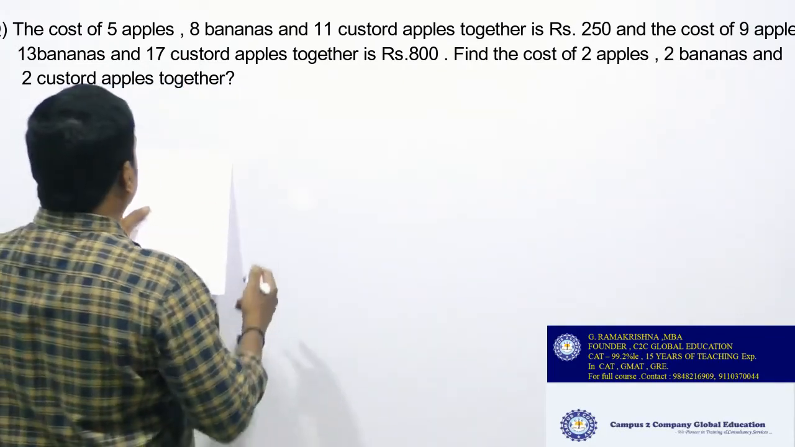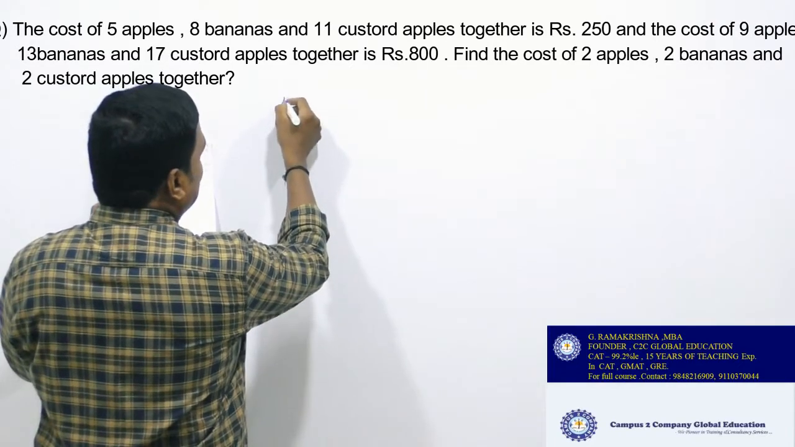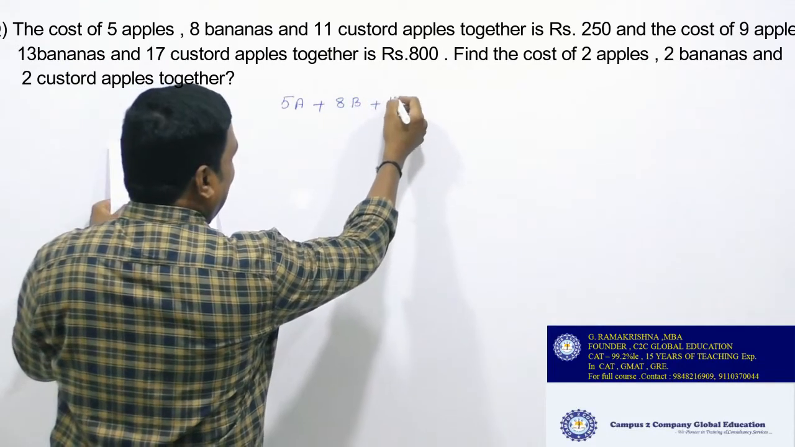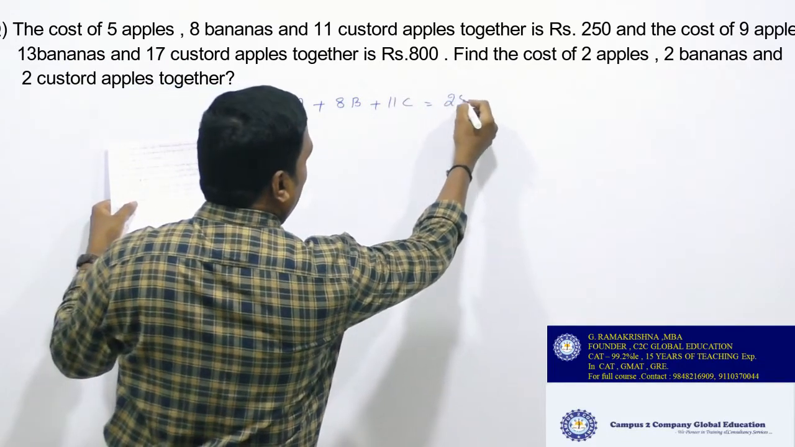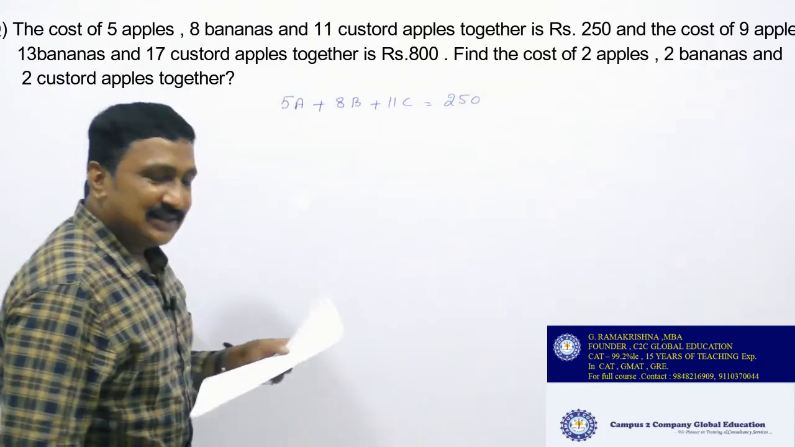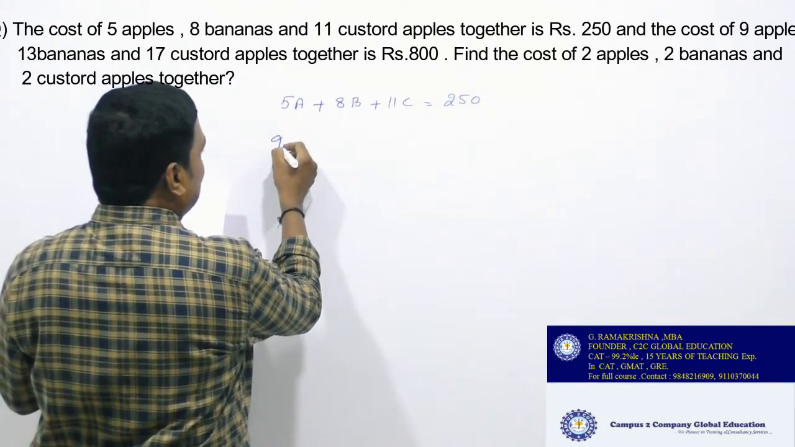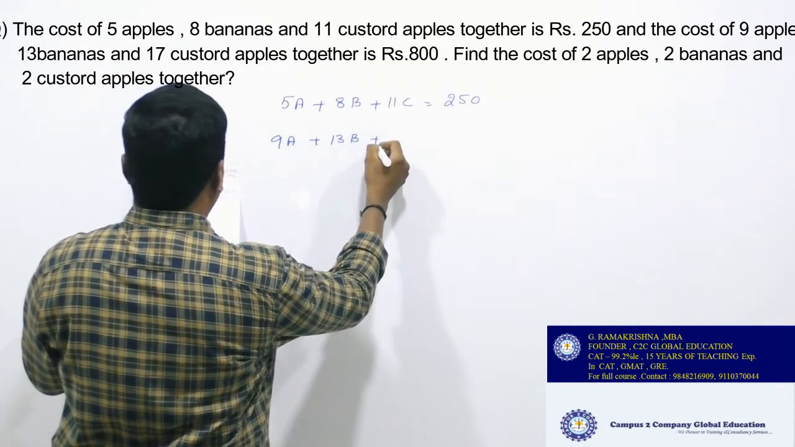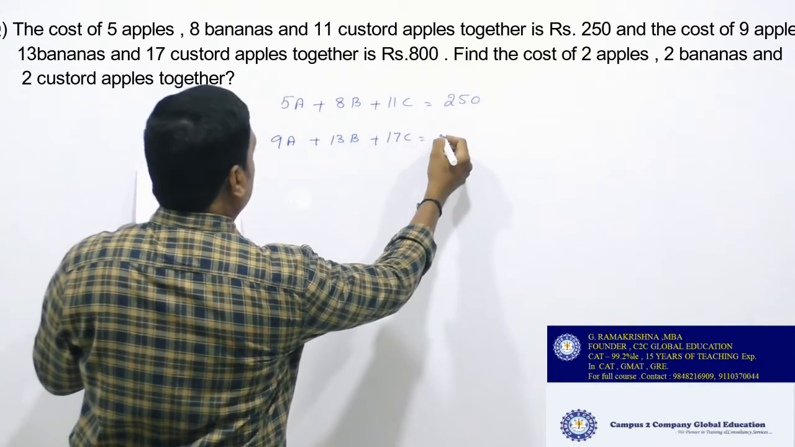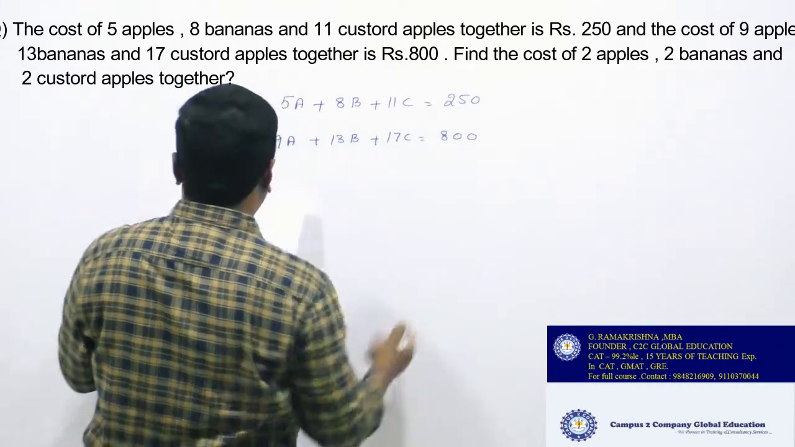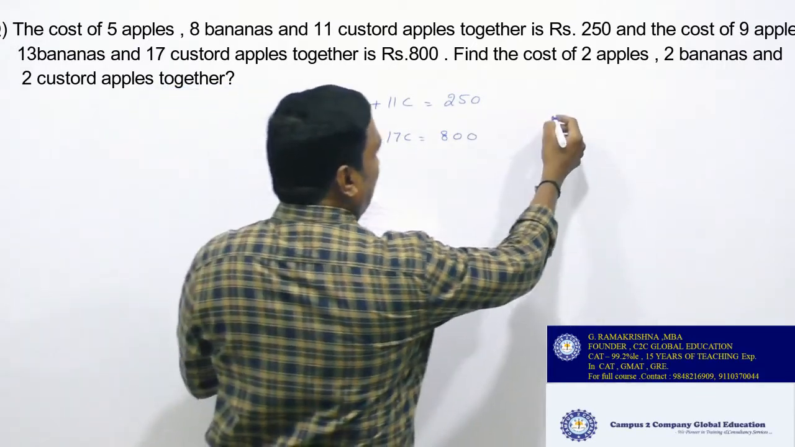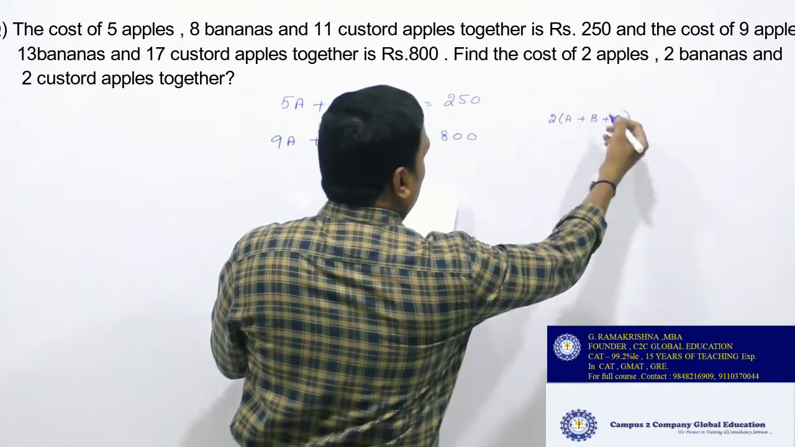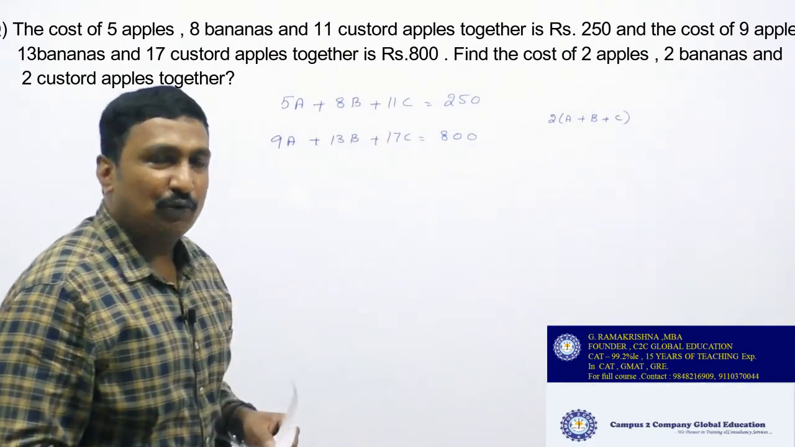So according to the condition, they gave 5 apples plus 8 bananas plus 11 custard apples, together 250 rupees. Okay friends, similarly, 9 apples plus 13 bananas plus 17 custard apples together 800 rupees. So we have to find out 2 apples and 2 bananas and 2 custard apples. Right friends? So how to find out?